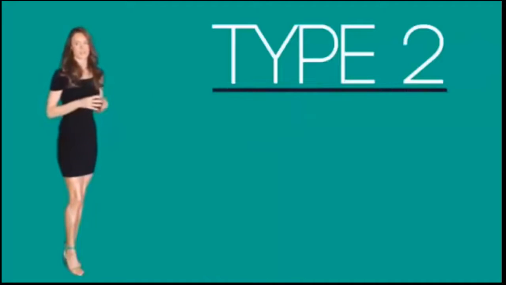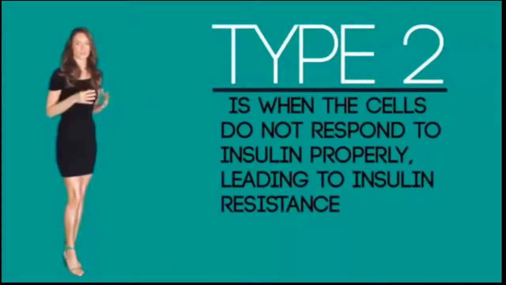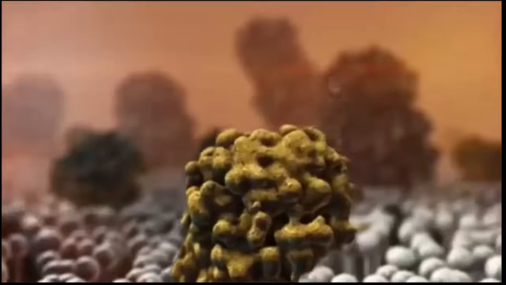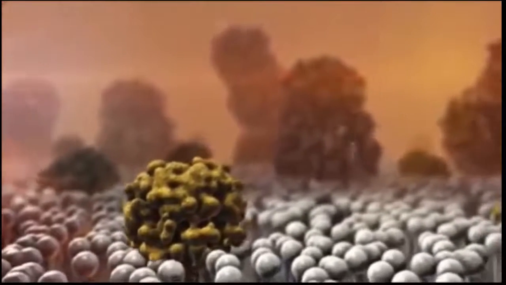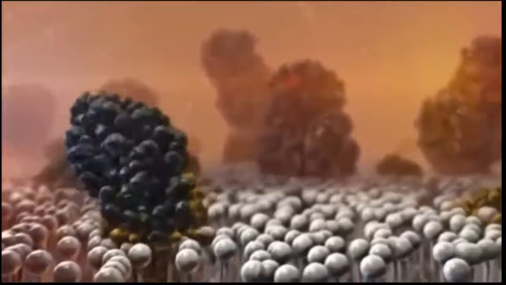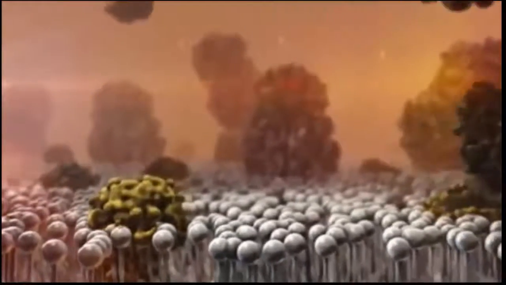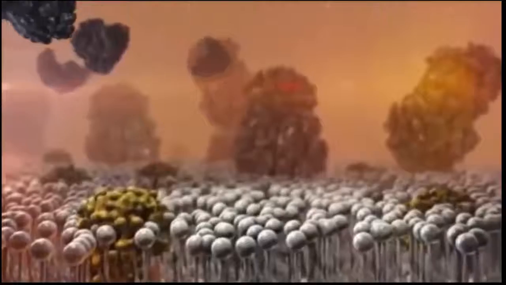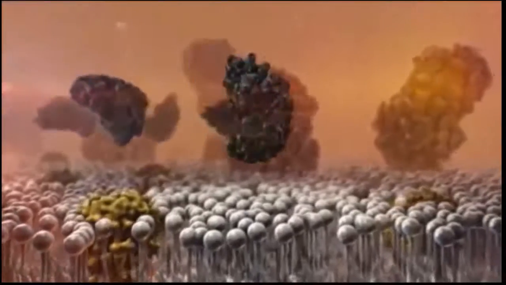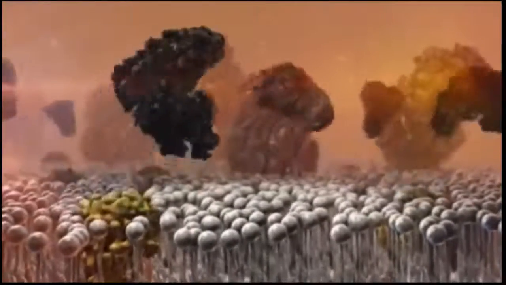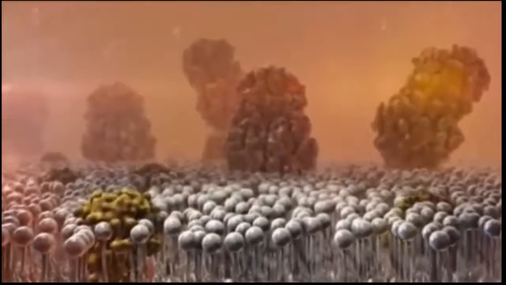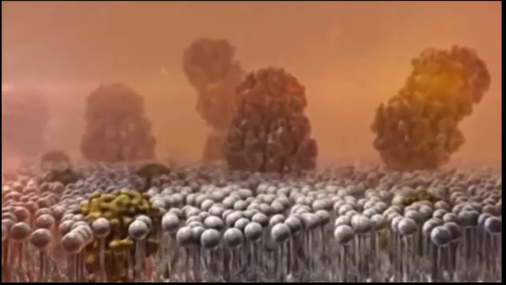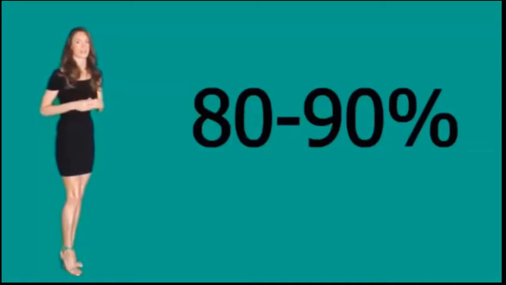Type 2 diabetes is when the cells do not respond to insulin properly, leading to what is called insulin resistance. The cells do not use insulin properly, so sugar levels in the blood stay high, causing the pancreas to produce extra insulin to compensate for the resistance. But the cells continue developing further resistance, and eventually the pancreas fails to produce sufficient insulin to meet the body's requirements. This condition occurs in people older than 30 years of age and is linked with obesity in 80 to 90% of the cases.